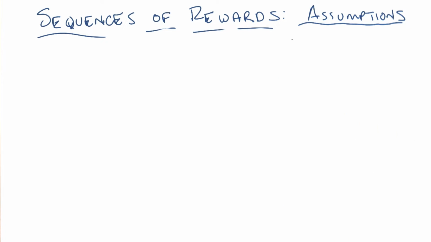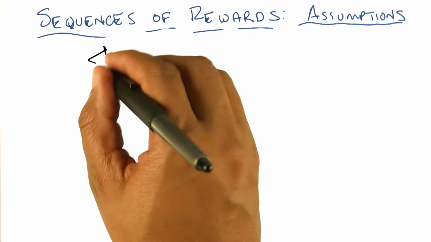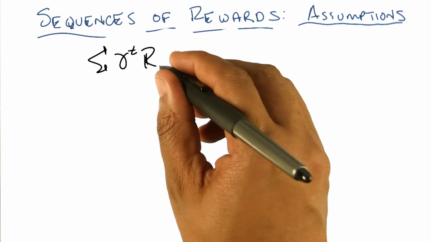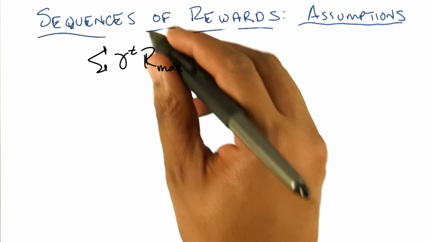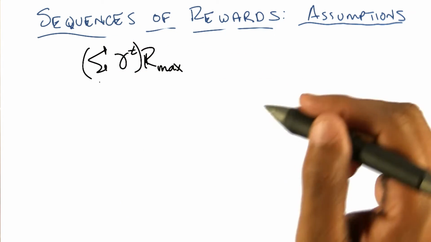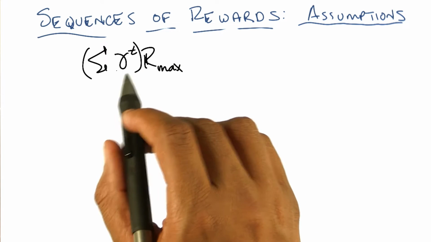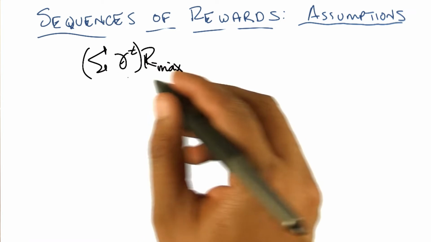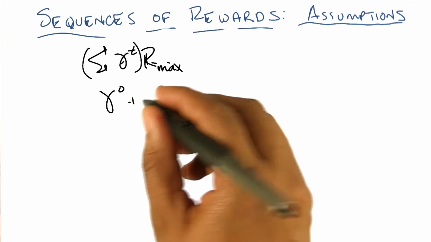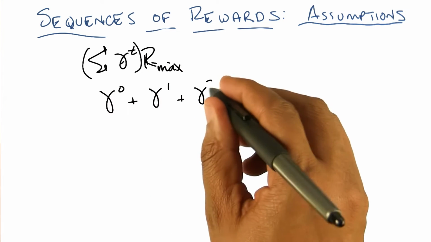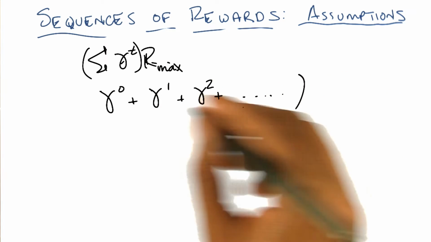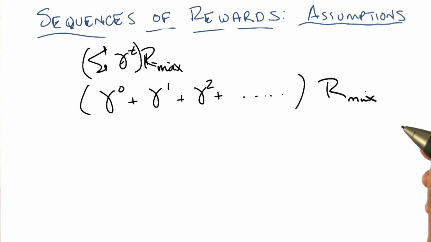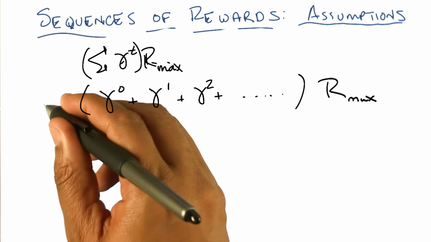So if we think about the equation that we were doing before, which was the sum of all these gammas times some R max, we can basically take out the R max, and what we end up with is something that looks like that, right? You're summing together a bunch of gammas and then multiplying the result by R max. So what does that actually look like? Well, that looks like this: gamma to the 0 plus gamma to the 1 plus gamma squared plus dot, dot, dot, eventually multiplied by R max, right? So let's call this X, okay?